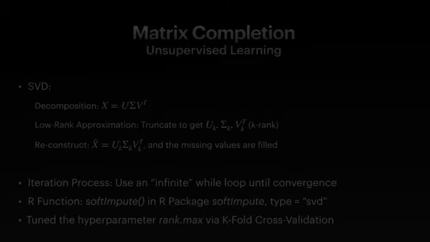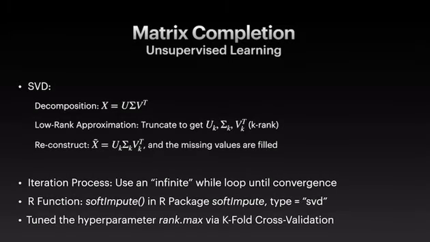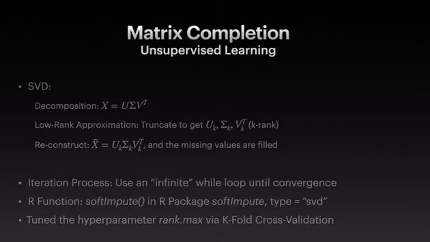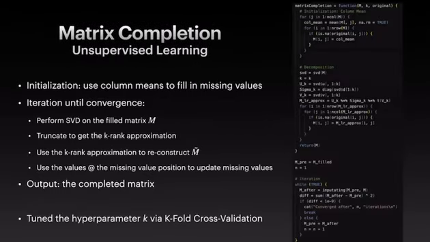And here is the pseudocode from our lecture notes. We use two approaches here. The first one is SVD. We use the decomposition X equals U times sigma times V transpose, and we have a manual iteration process. We use an infinite while loop until convergence. We also use an R function with the argument type equals SVD. And here is the code of our manual iteration process based on the lecture notes.